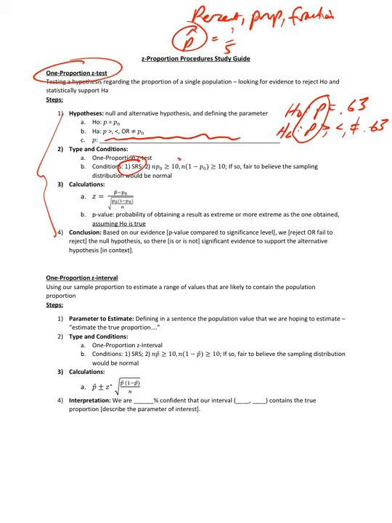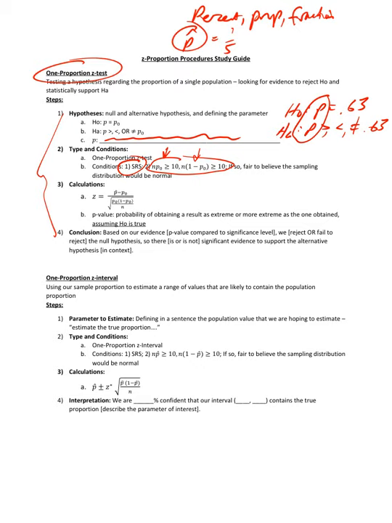Second condition here is going to be related to sample size. And what this is really showing is that we have enough successes and enough fails that we can ensure that the sampling distribution would be normal. In other words, that it's a threshold that's really based on the combination.